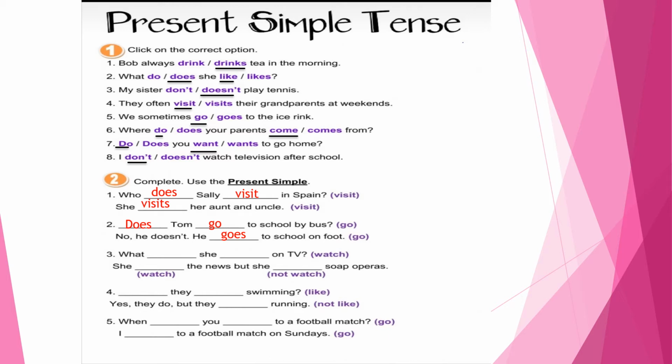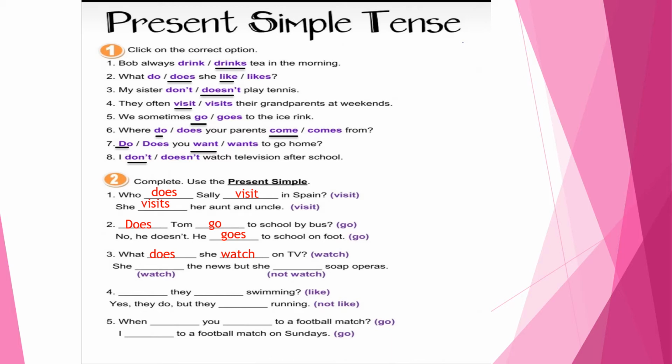Number 3, what does she watch on TV? Okay, and you have to use the verb watch. And you have she, the pronoun she. So you will choose an auxiliary or helping verb after your question word. Okay, so you will choose does. What does she watch on TV? And we said watch because your verb after do or does must be an infinitive, or you add nothing to your verb. The answer is she watches the news. Okay?